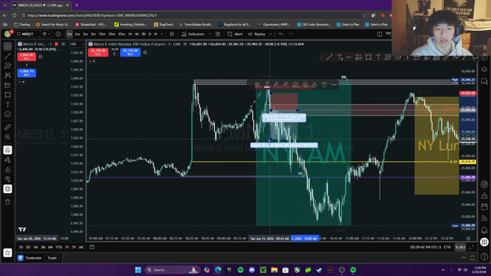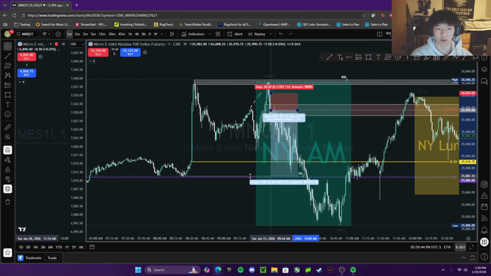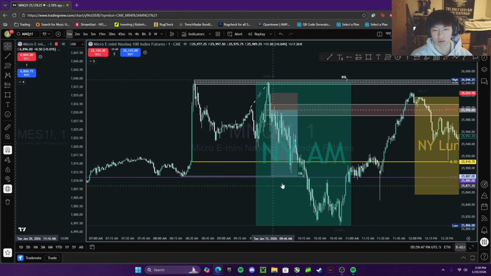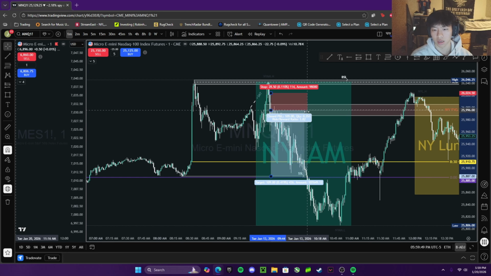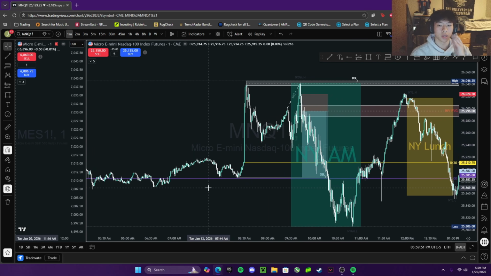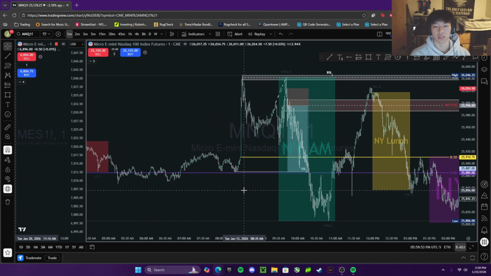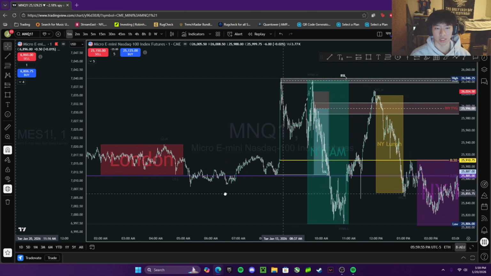And we can go ahead and target midnight or this opposing sell side liquidity that lines up together. And you can clearly see this is a 1 to 3.82. Now, why else is this a beautiful trade and an A+ setup?